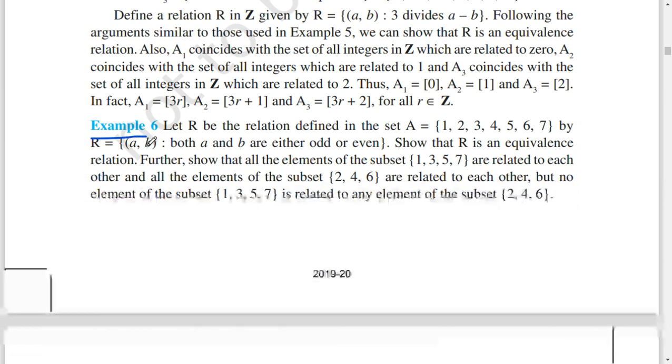Example 6. Let R be the relation defined in the set A equal to {1, 2, 3, 4, 5, 6, 7} by R equal to {(a, b): both a and b are either odd or even}. Show that R is an equivalence relation. Further, show that all elements of the subset {1, 3, 5, 7} are related to each other and all the elements of the subset {2, 4, 6} are related to each other, but no element of the subset {1, 3, 5, 7} is related to any element of the subset {2, 4, 6}.